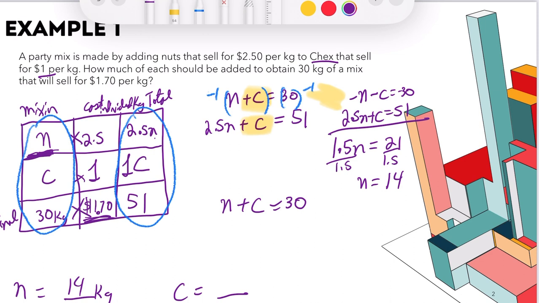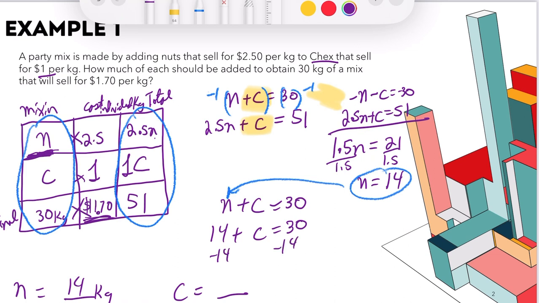that n plus c is 30. Well, now I know that n is 14, so I'm going to substitute that in. 14 plus c is 30. I subtract 14 from both sides. So I get that c is 16. Yeah, so there's 16 kilograms of Chex Mix and 14 kilograms of nuts.